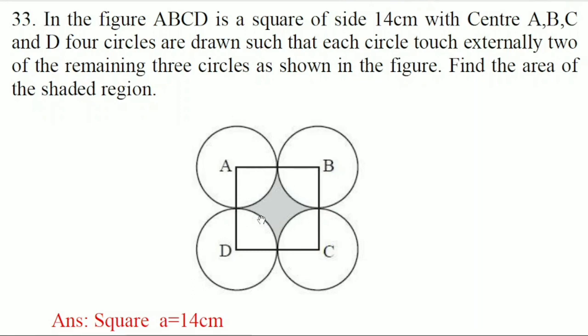So you observe the picture. You can see there is a square. ABCD is a square and 4 circles are there. So the centers of circles A, B, C, D, they have touched the circles. So here they have shaded. So we have to find the area of this shaded region. So first, what are the data they have given in the question?